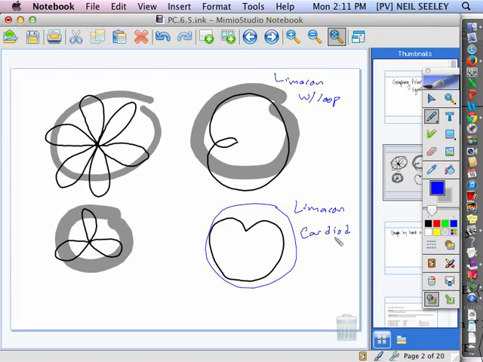Do you want to know why it's called a cardioid? What does that look like? It's like a heart. It's like your cardiovascular system, which is the heart and blood vessel system. So, vascular system. On we go.